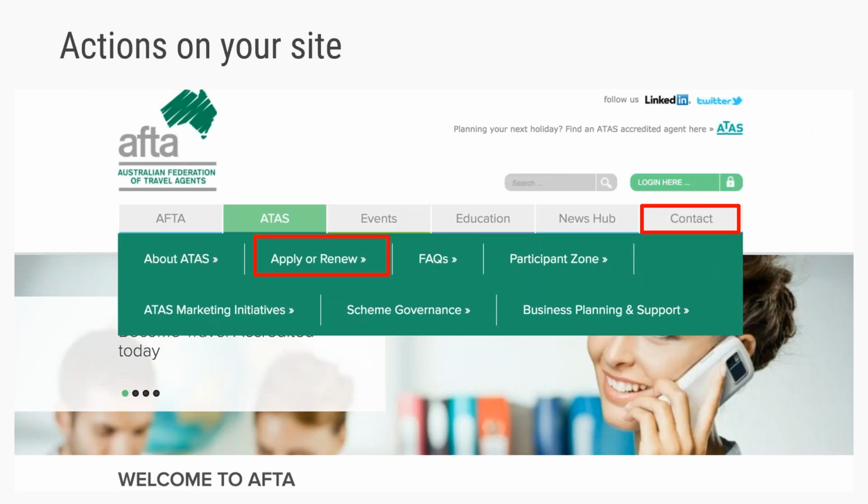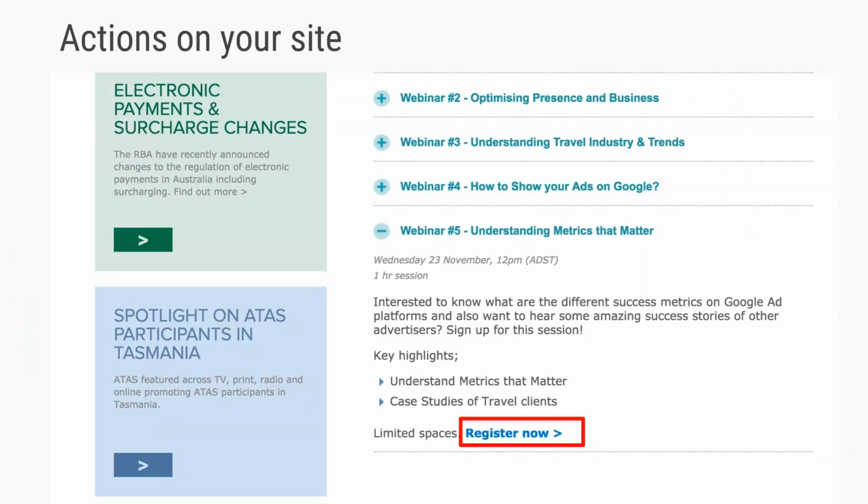Moving on to our second goal, which is actions on our website. So I've just taken an example of AFTA website here. As a business, AFTA may want users to come to the website and take some action. And the action could be anything, like applying for membership or contacting them, or it could also be registering, let's say, for this webinar.